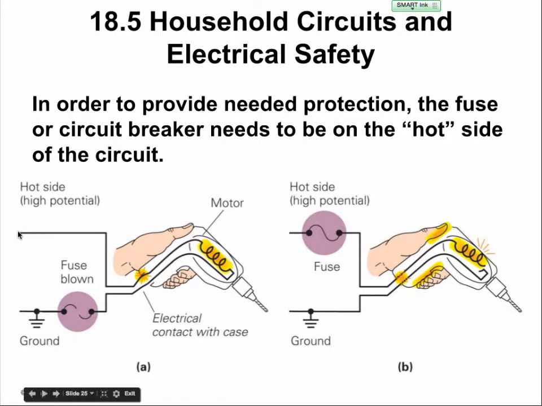So the way electricity in your house works is that the current flows this way, and it can go through an electric device. And if we have the circuit breaker on the ground side, the problem is when you break the circuit here, your hand may actually be ground. In other words, if you're standing on the ground, the circuit will complete through you.